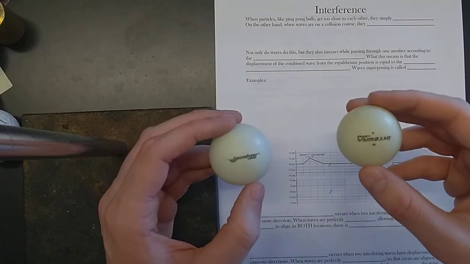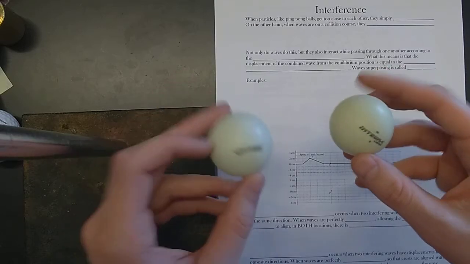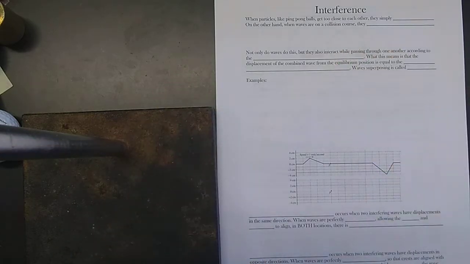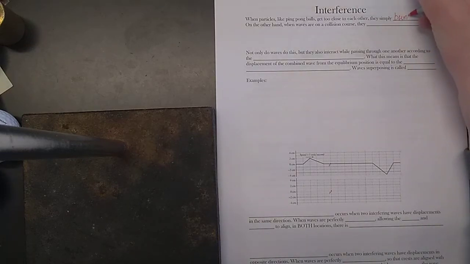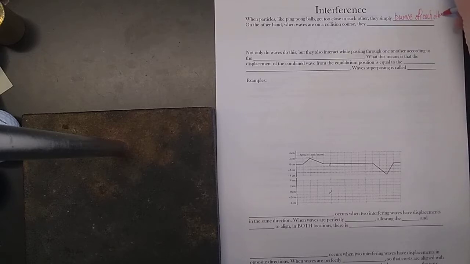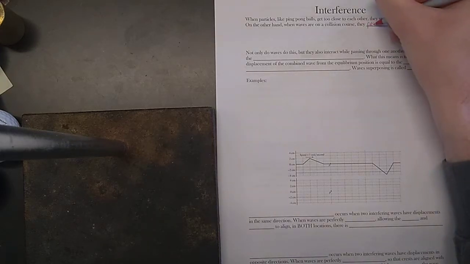We know that nothing weird like they pass through them happened because this one is still speedster, this one is still integra. Okay, particles just kind of bounce off each other. Nothing fancy happens. Waves, on the other hand, do some weird stuff. When waves are on a collision course, they actually pass through each other.